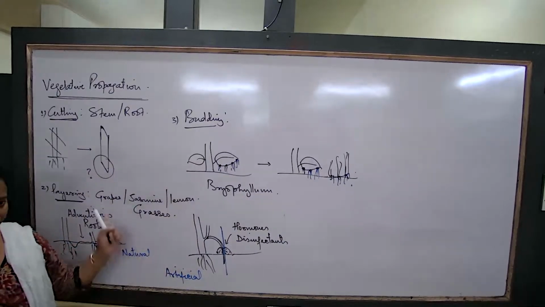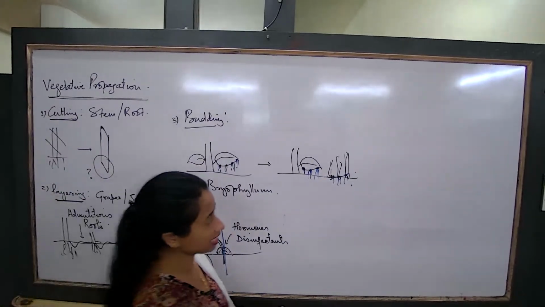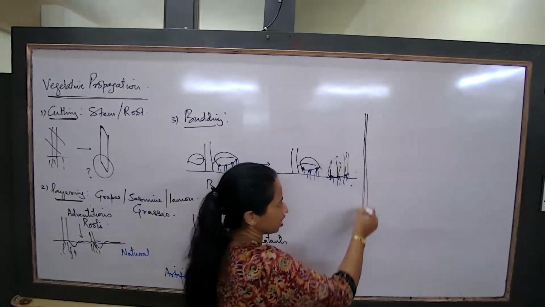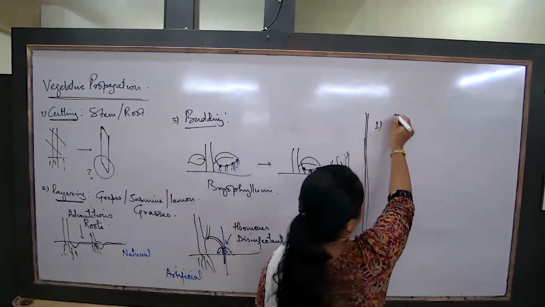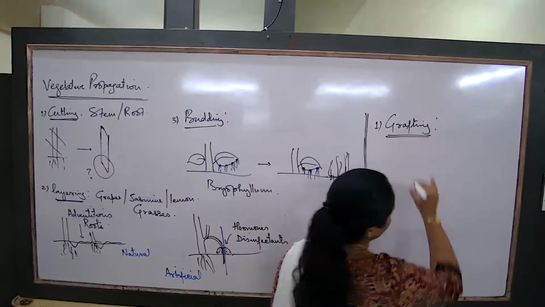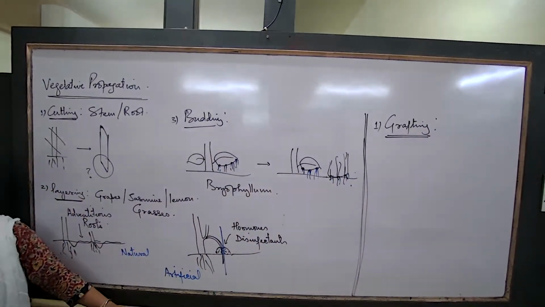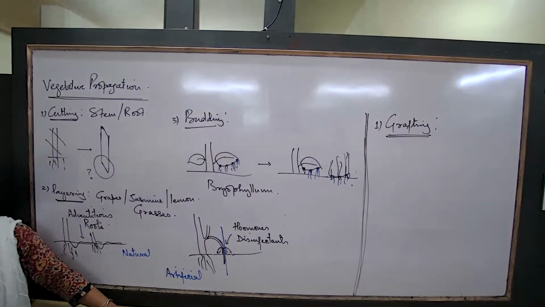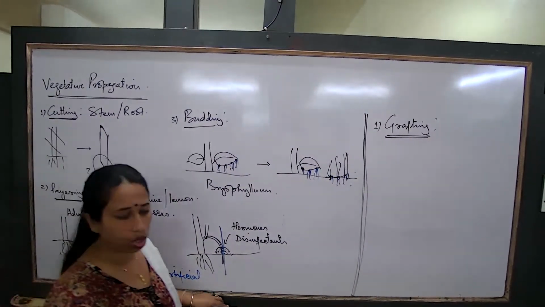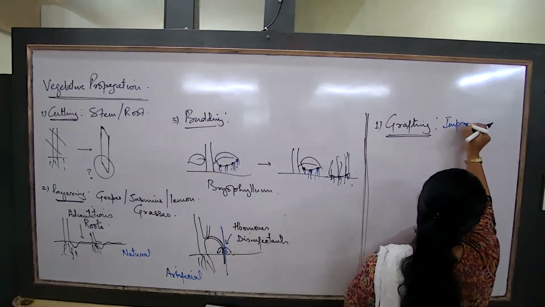Common in all these three methods, again remember, giving identical varieties of plant, identical types of plants. Now, an exceptional method when we are talking about vegetative propagation is grafting. Now, this is a very, very important method, and you get questions on this also. What is grafting? Grafting is a method of vegetative propagation by which we can obtain improved varieties.